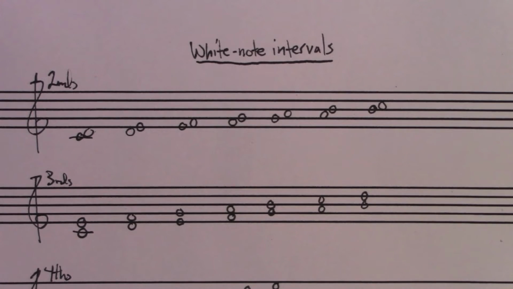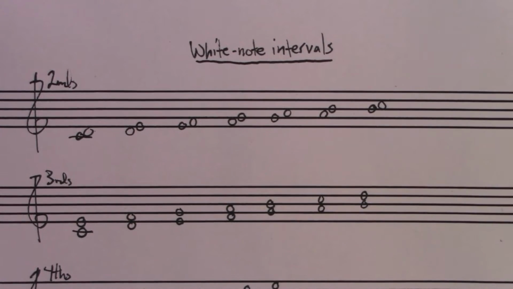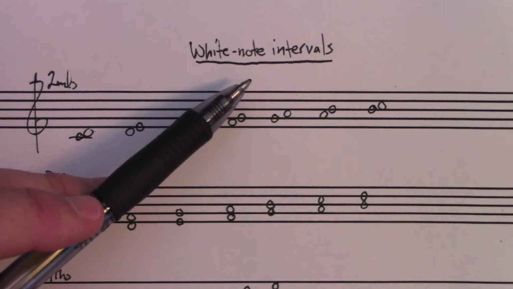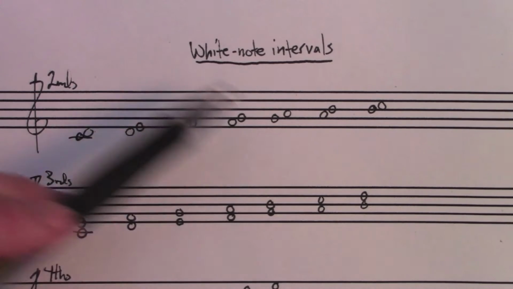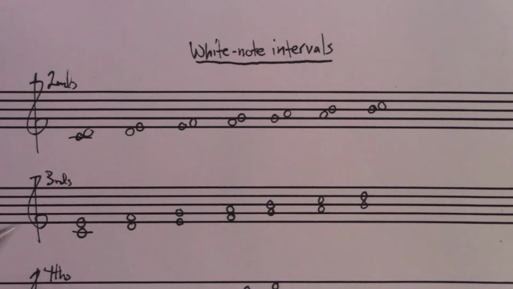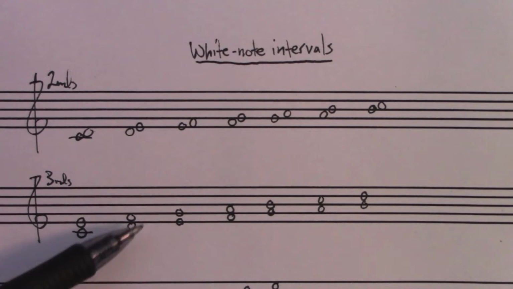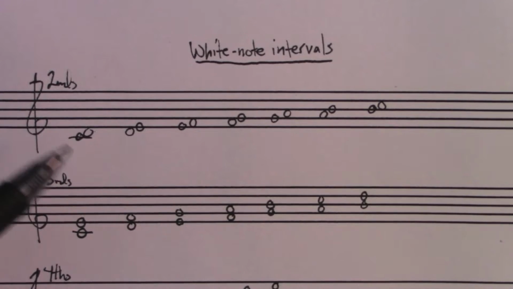Hey there. Today we're going to look at intervals in a little different way, and we're going to talk about white note intervals, which are simply intervals that have no accidentals. The idea here is if you can figure out the patterns of white note intervals, when you come across an interval that has accidentals, you can start with a white note interval and then apply the accidentals and figure out what that interval is. I'll explain that later.